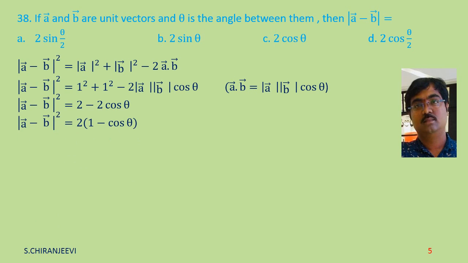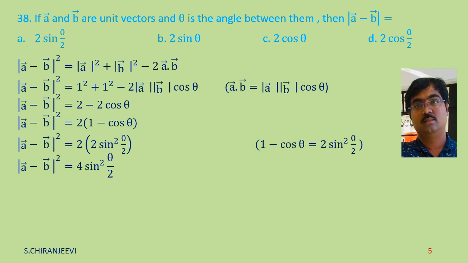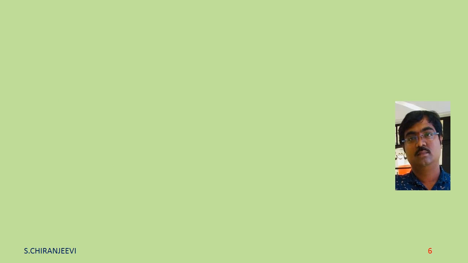Taking 2 outside, we get A minus B whole square is 2 times 1 minus cos theta. 1 minus cos theta is 2 sin square theta by 2. A minus B whole square is 4 sin square theta by 2. So A minus B will become 2 sin theta by 2. So the option is A.